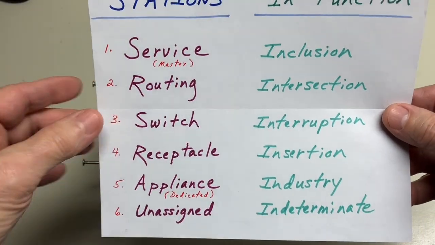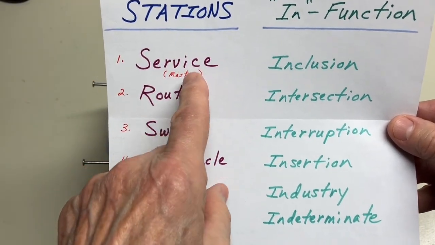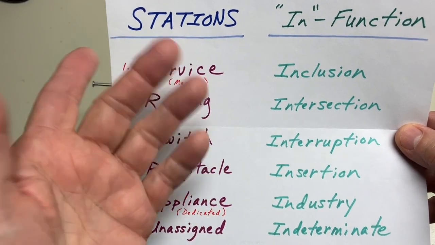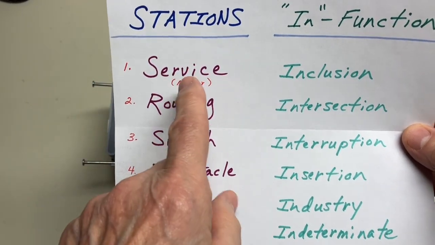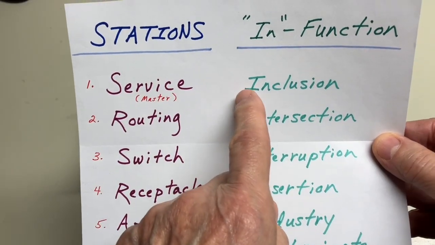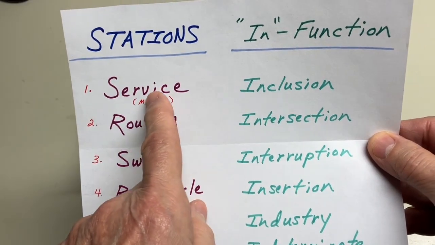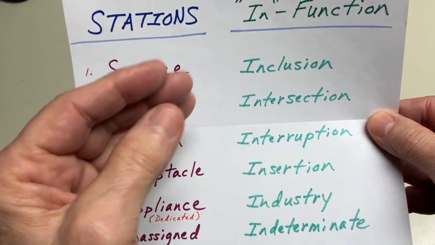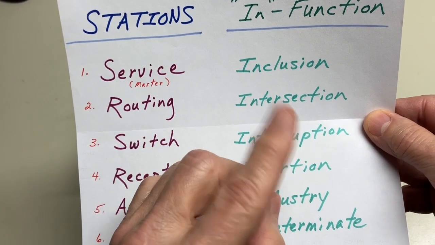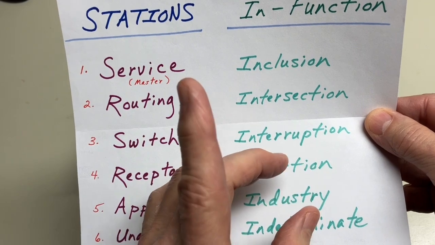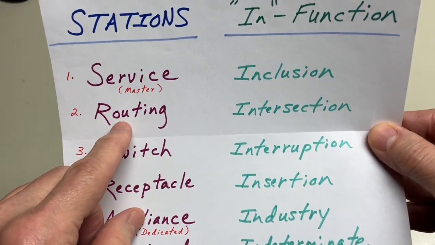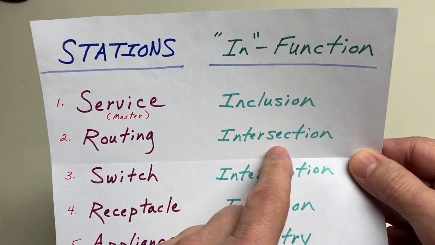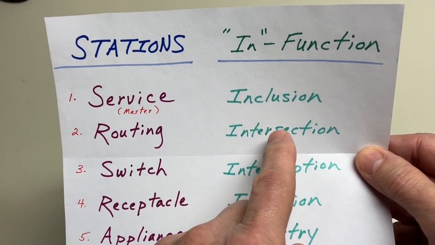For example, you have your service station, or you could call it your service entrance station. You would call it a service entrance panel. But the in function with your service station would be inclusion. All the branch circuits are included. If they're not included, there's no energy, there's no power, and nothing happens. You have your routing station. The key function there is intersection. That's where your conductors meet. They intersect and they connect.